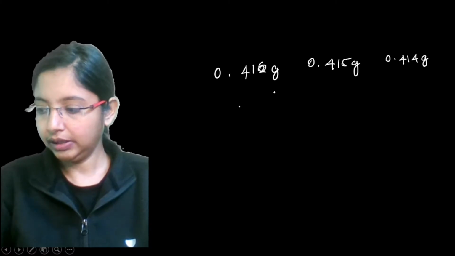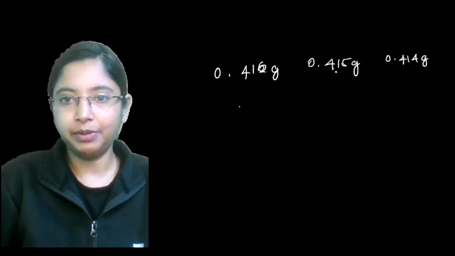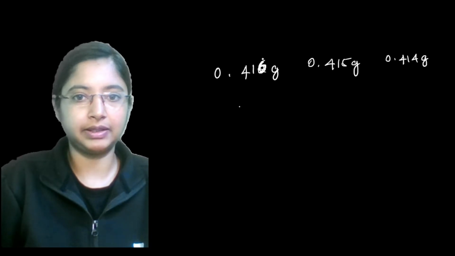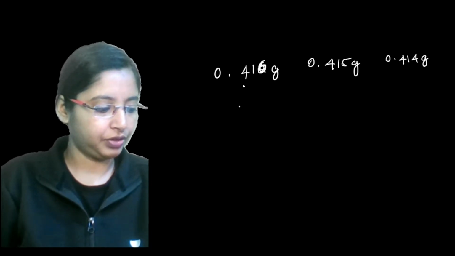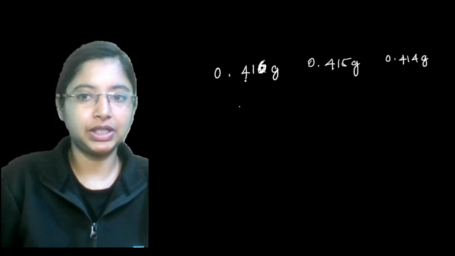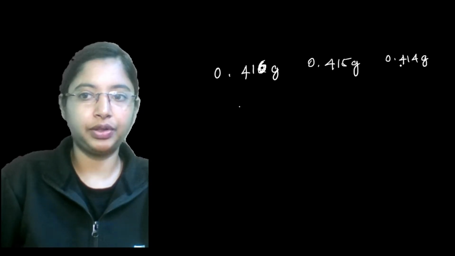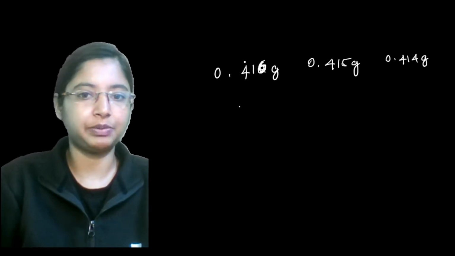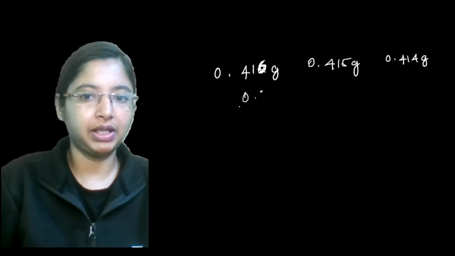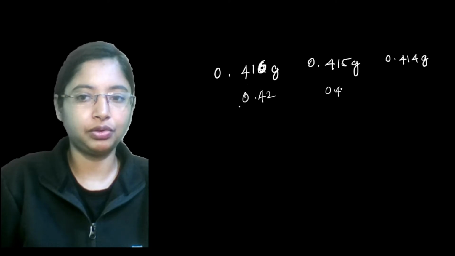Here these values are very precise. If you see, the least count itself is less, right? We are getting up to 3 decimal place values. If you convert it into just 2 significant digits, you can see the values are very precise. Precise meaning you're getting the same value over and over again, right? This can be like 0.42, 0.42, and this is around 0.41, right?